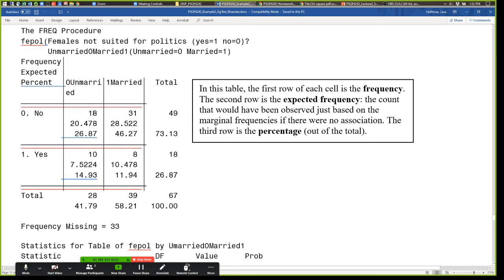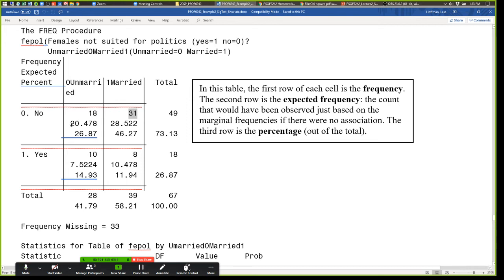So there were 18 people who said no, women are not suited for politics, meaning they are suited, who are not married. There were 31 people who were married and agreed with that.